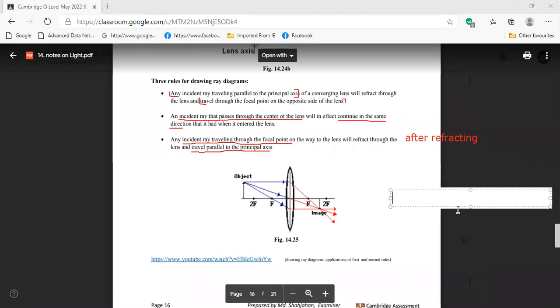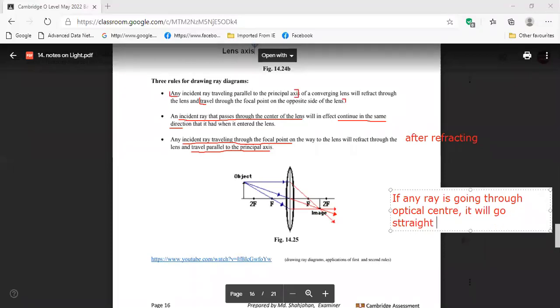If any ray is going through the optical center, it will go straight, or it will pass straight without bending. Is it clear?